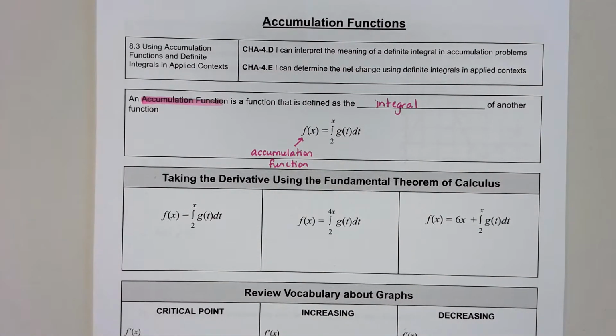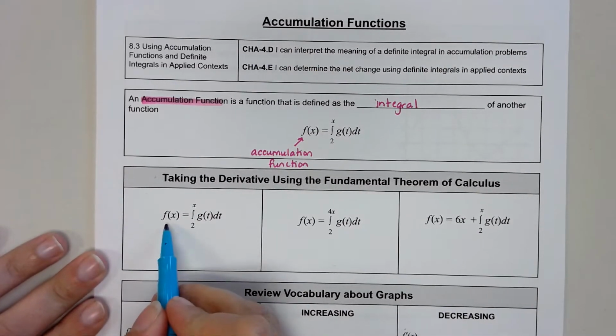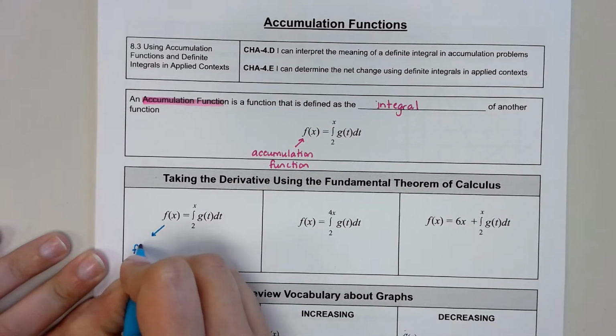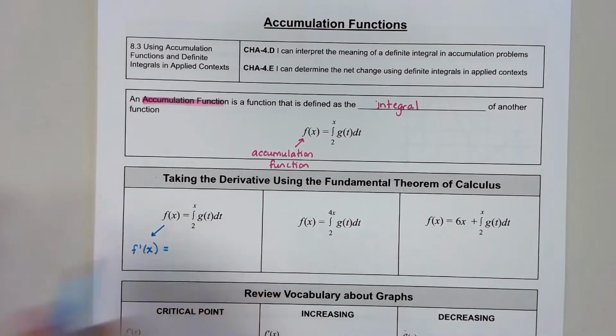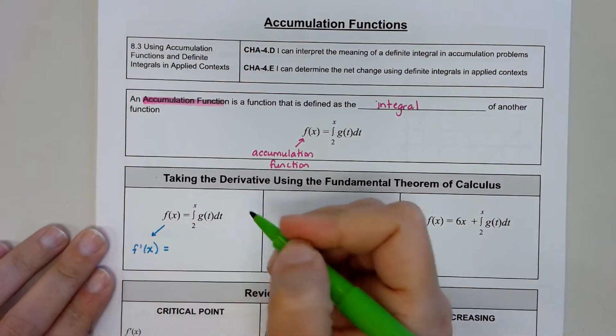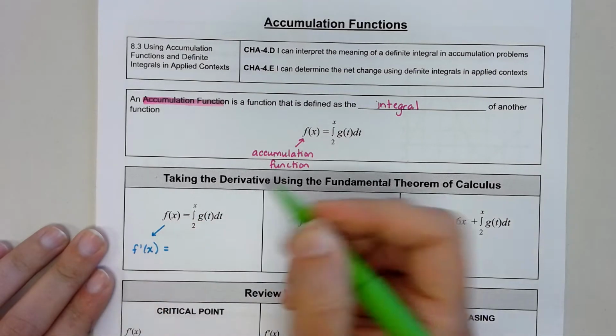Now, one of the things we learned in chapter 6 was how to take the derivative using something called the fundamental theorem of calculus. And we're going to review that now because we're going to need this in order to take the derivative for some of the questions involving accumulation functions. So as a review, our rule for taking the derivative using the fundamental theorem of calculus was that if you take the derivative of a function like this, that f prime, which is the derivative of the left side of the equal sign, will be equal to, and on the right side, we said when you take the derivative of an integral, they just undo each other.